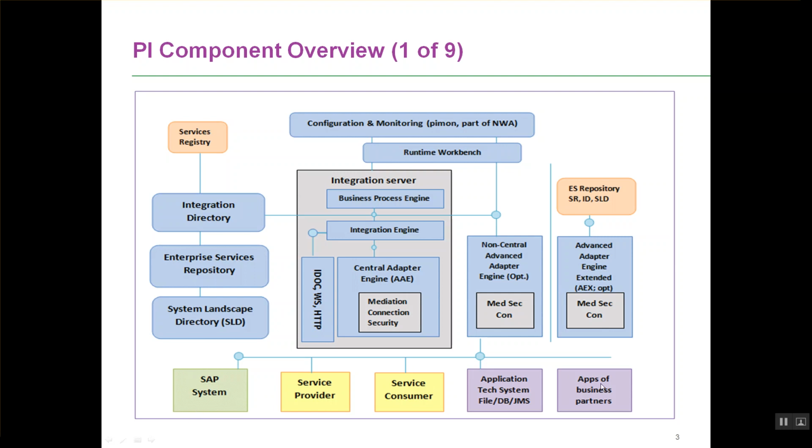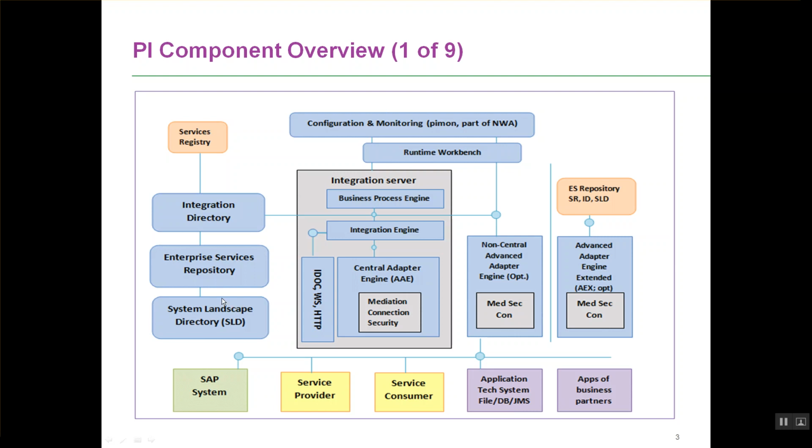And finally, if you look at the bottom of the screen, you have an SAP system, you have a service provider, you have service consumers. What are all these? These are the various types of applications that PI can connect to. And that connectivity happens via either the integration engine or the adapter engine. So PI can connect to an SAP system, a third-party system, a web service provider, a web service consumer, a file system, a database system, a JMS, and so on.